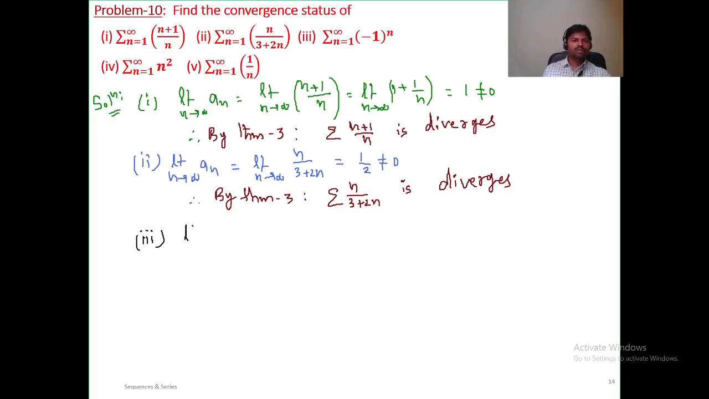So again the same, limit n tends to infinity, a_n value. So limit n tends to infinity, minus 1 whole to the power of n. Again the same story, you will be having two limits. If n is even, you will get plus 1. If n is odd, you will get minus 1. Two limits you are having. So therefore it fails to exist.